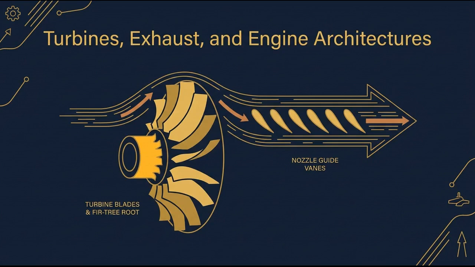They are often attached to the rotor disc using fir-tree root fixings, which feature multiple interlocking serrations to distribute high centrifugal loads and accommodate differential thermal expansion. Without these protections, blades suffer thermal creep, a permanent plastic elongation caused by high temperatures and centrifugal stress.